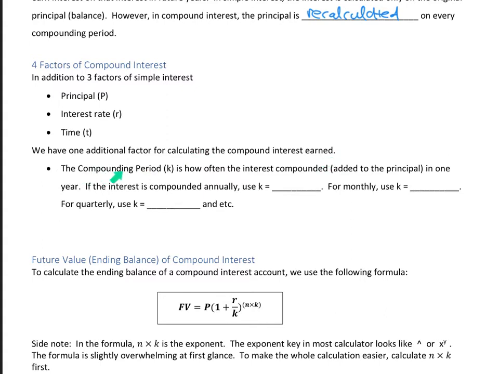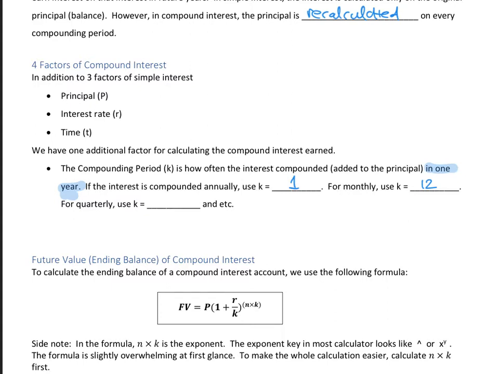The compounding period, K, is how often interest is compounded in 1 year. If the interest is compounded annually, that just means once a year, so K is 1. For monthly, K is going to be 12 because there are 12 months a year. If something happens monthly, it happens 12 times a year. So the compounding period is how often things get compounded in 1 year. That's why K is 12 for monthly.